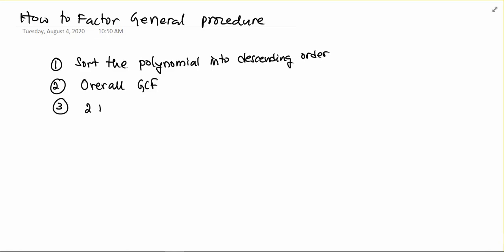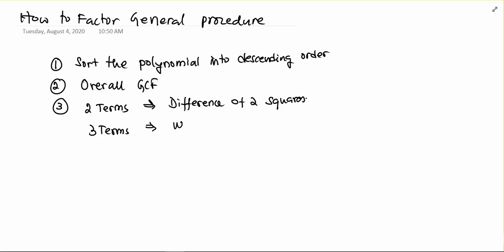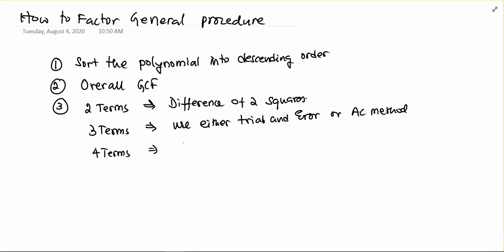If you have two terms, then you're looking for the difference of two squares. If you have three terms, then you're looking to see either the trial and error or AC method. If you have four terms, you want to factor by grouping.